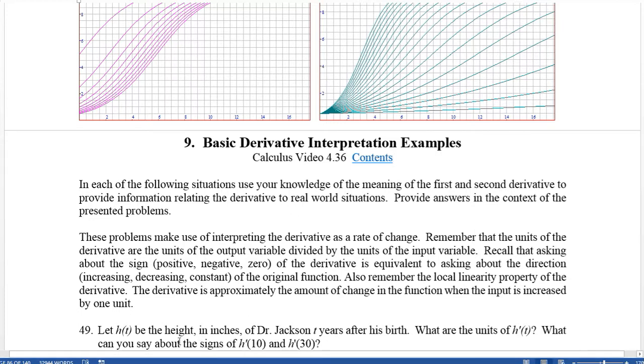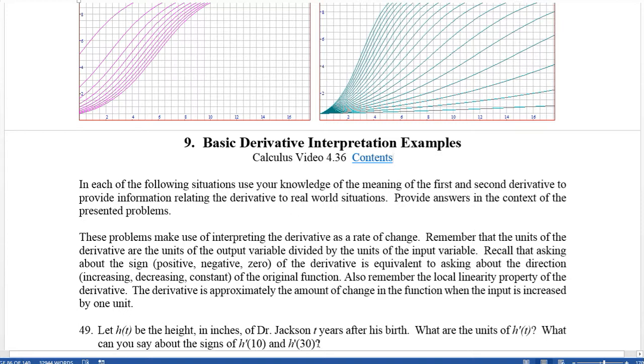Well, if the height is in inches and t is in years, the units of h prime of t, which is, of course, dh over dt, is the units of h over the units of t. So that would be inches per year. So it's a rate of growth. Okay, so h prime of 10 is going to be positive because on my 10th birthday, I was gaining in height. 10-year-olds are growing in height. So that should be a positive sign there, because the original function h is growing at that point.